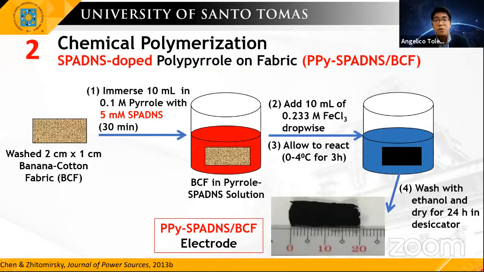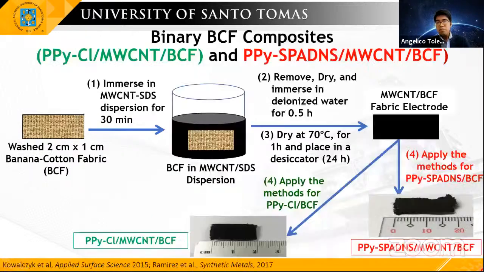So for the SPANS doped polypyrrole on fabric, it's basically similar to the previous one, but the difference is that the fabric was immersed in a mixture of pyrrole SPANS solution. Ferric chloride was added dropwise. It was allowed to react for 3 hours under an ice bath, and afterwards it was washed with ethanol and dried for 24 hours in a desiccator, and you have a PPY SPANS BCF electrode.